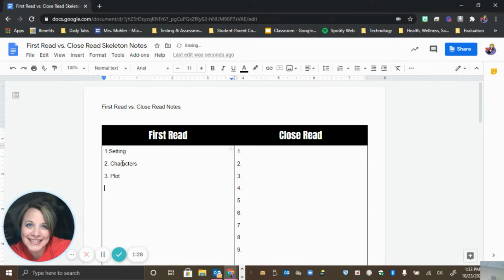During the first read, we call that deconstruction. Do you remember that? You are breaking it apart. And so the three parts that you're breaking it into: setting, characters, and plot. That's all you're doing during the first read.